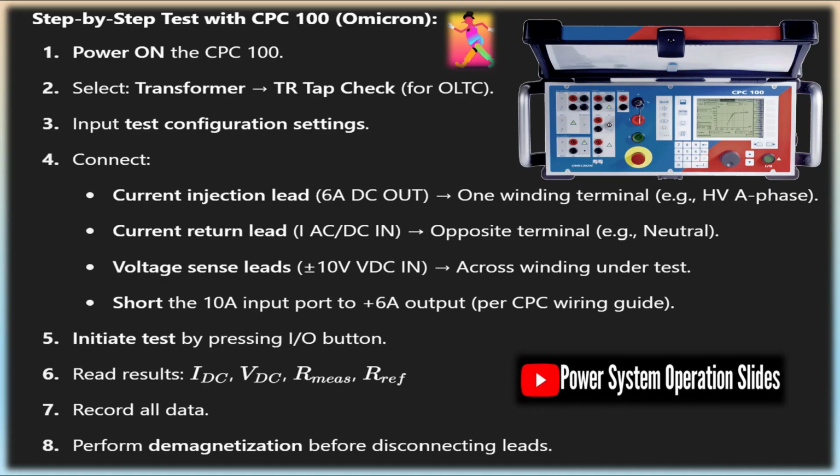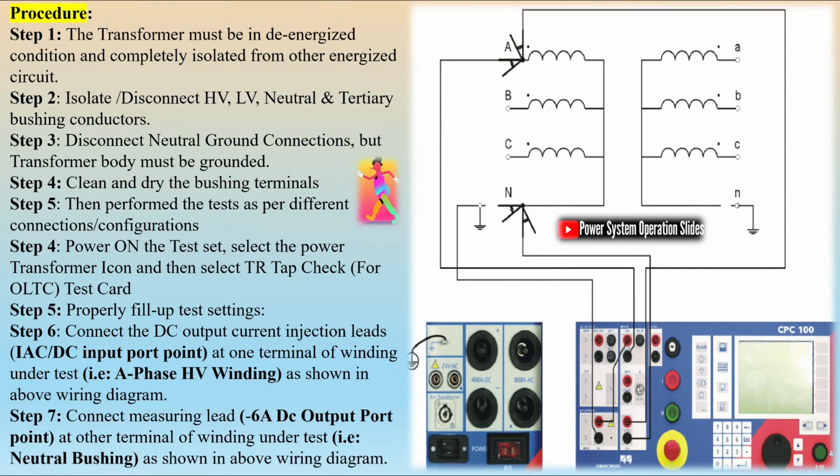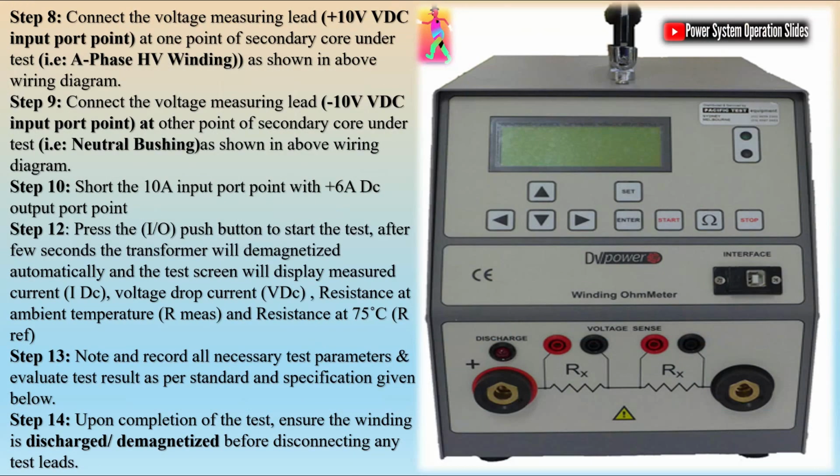Factory and field test comparison requires normalization to a common temperature. Winding resistance test equipment, common equipment: CPC 100 Omicron, advanced multifunctional equipment. Winding ohm meter, precision low resistance meter. TTR sets with resistance option. Ensure test equipment is calibrated and certified.